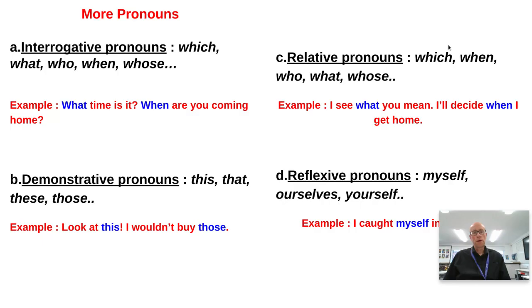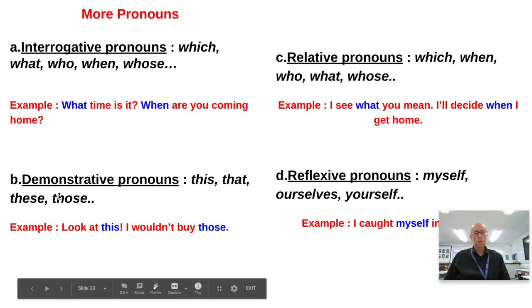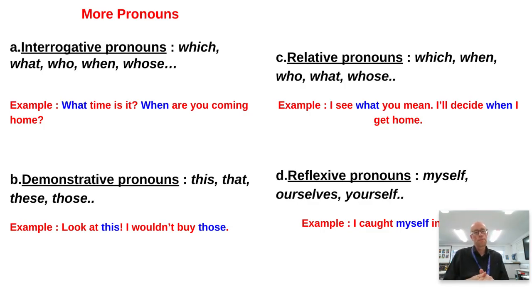Okay, that's not the end of pronouns because those were personal pronouns, and there are other forms of pronouns as well. So you've got interrogative pronouns. So these are words that introduce questions like which, who, where, and whose. You've got demonstrative pronouns like this, that, these, and those. These are pointing words that demonstrate where things are.